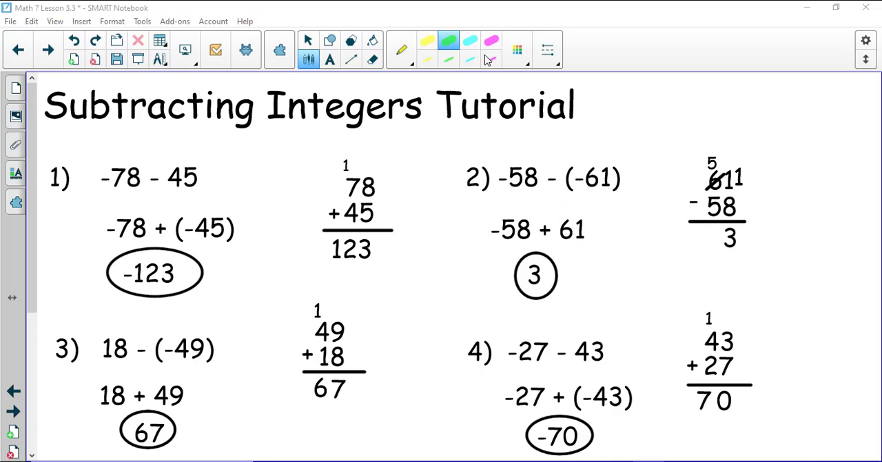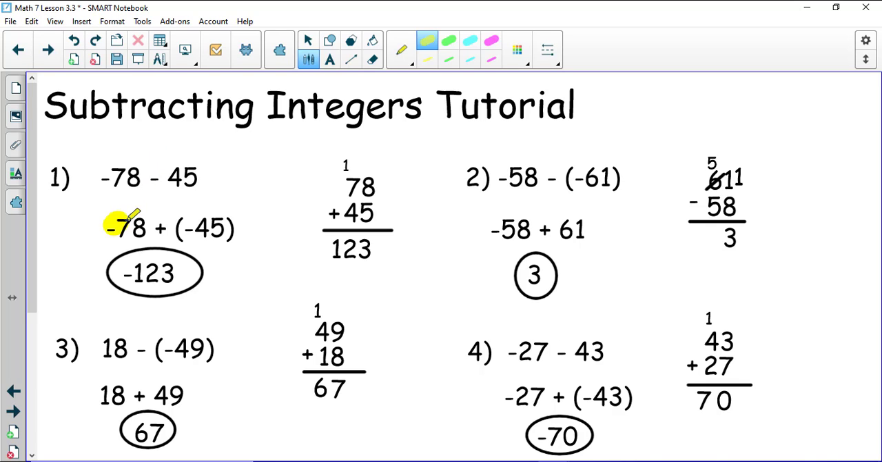Now I do want to remind you that I suggest rewriting any subtracting of integers problems, and integers are just those positive and negative numbers, as addition problems. That way we only have one set of rules to remember, which are those for adding integers.